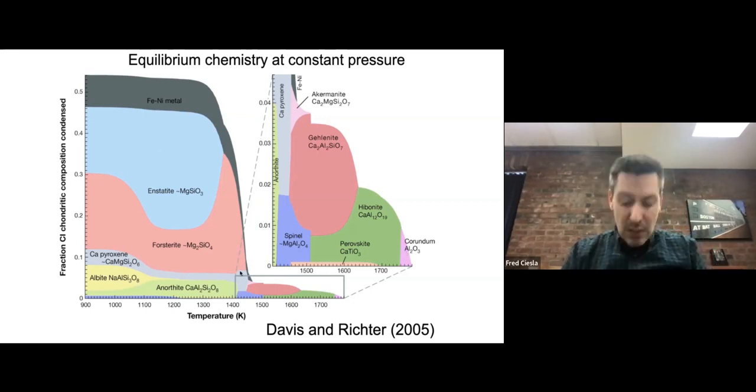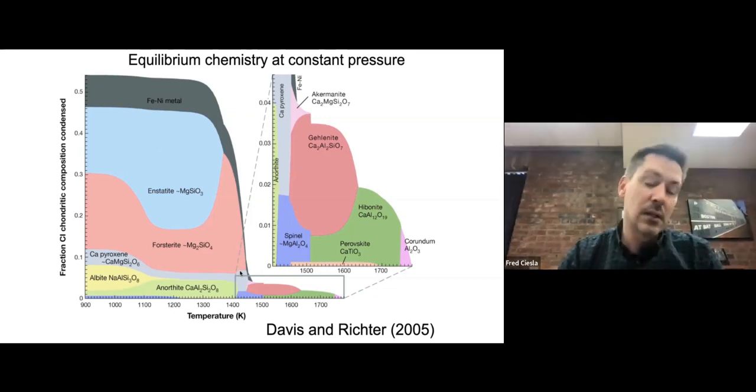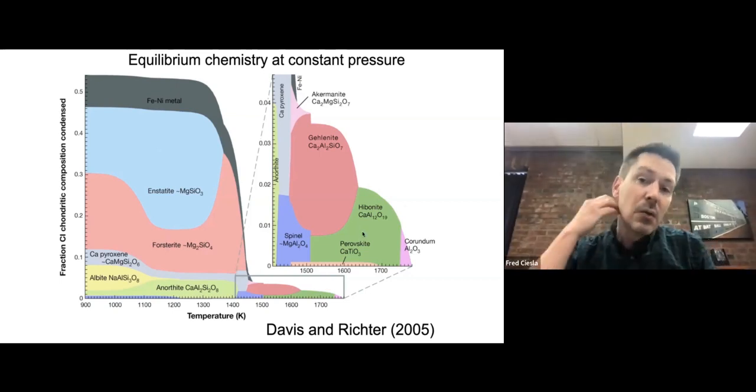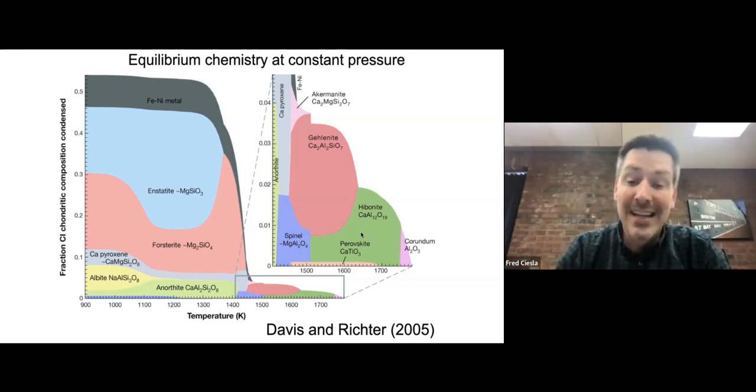So that's why this has been used as a tool for interpreting what we see in the solids in protoplanetary disks as well as planets, because they tell us there seems to be some matching. This equilibrium chemistry has guided what the system wants to evolve towards.